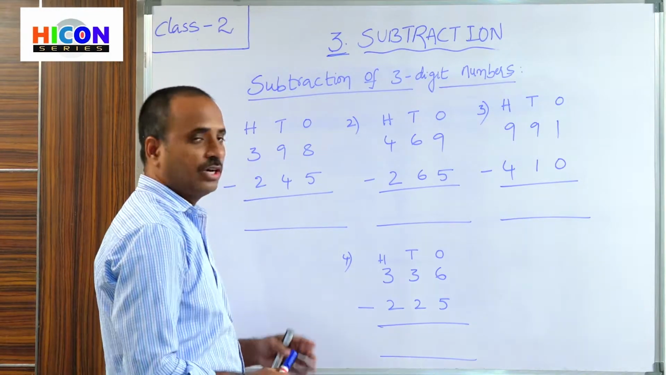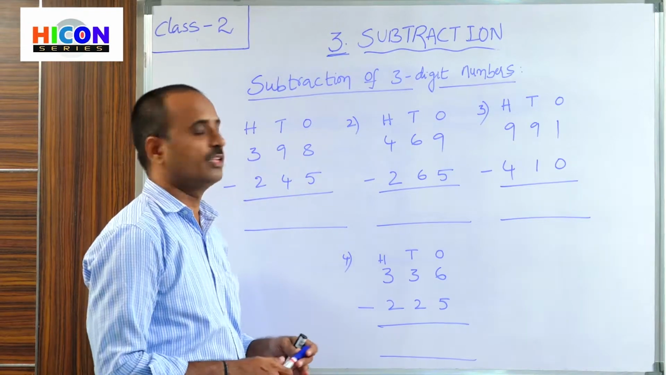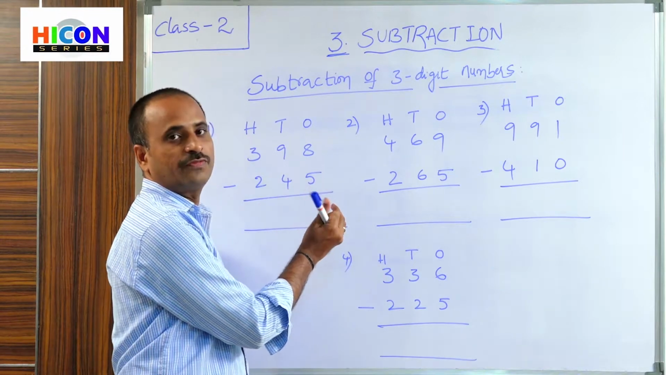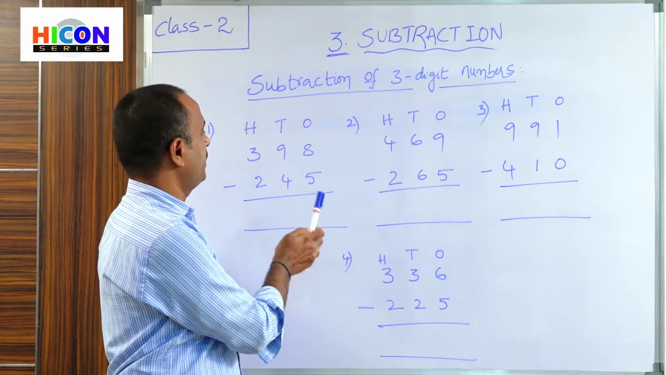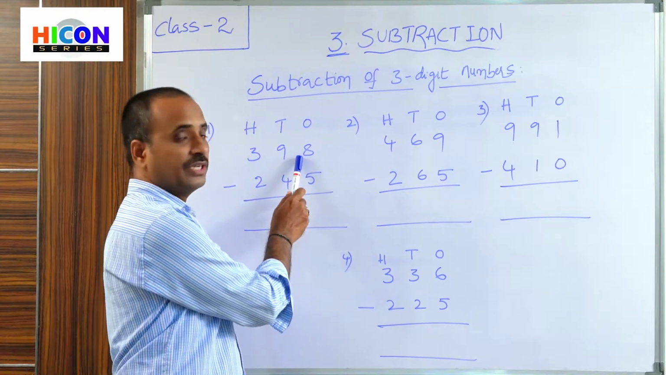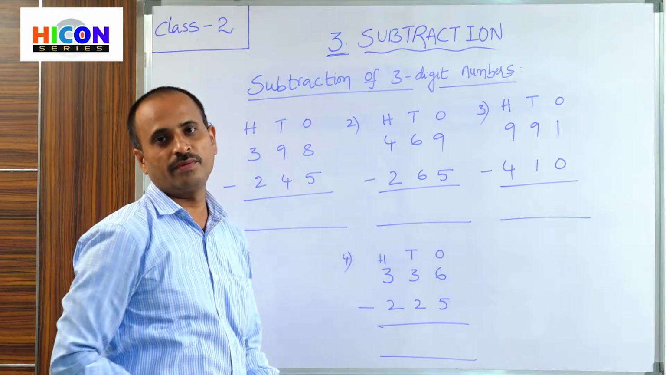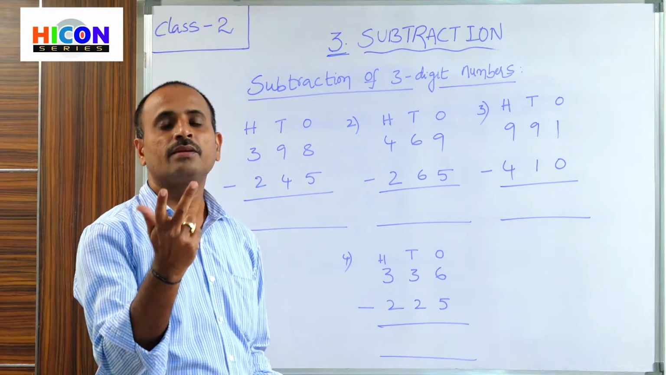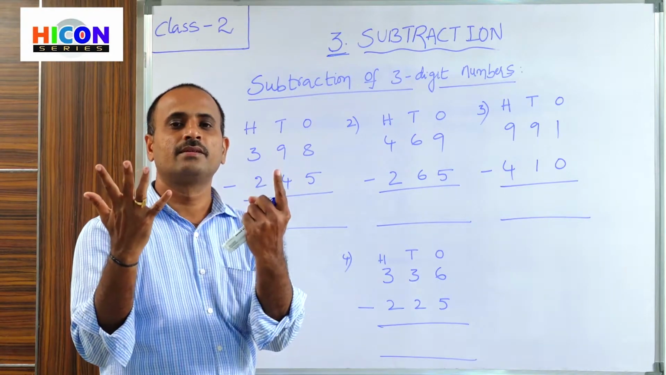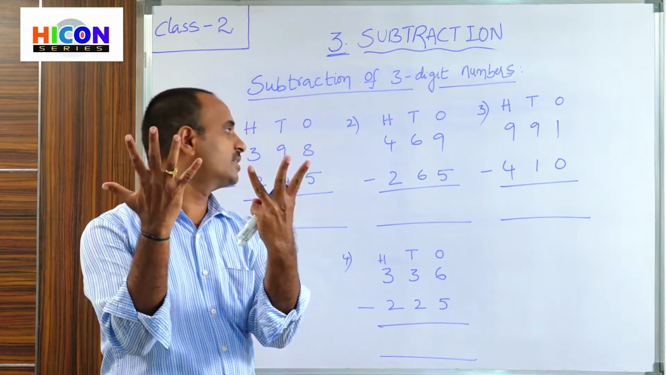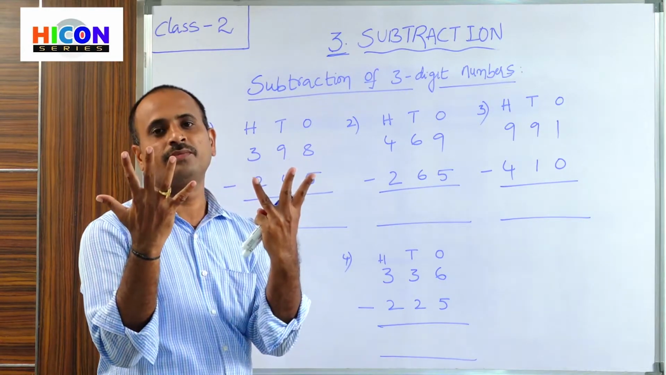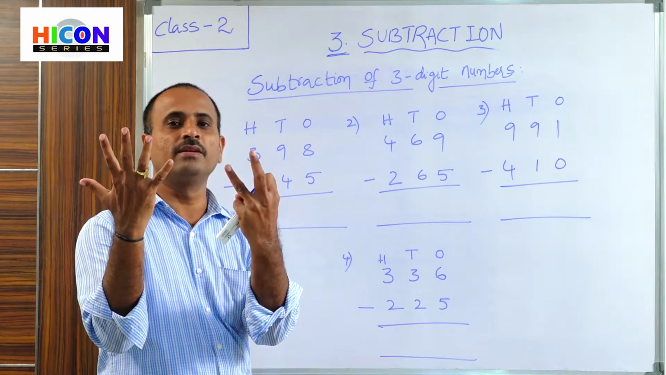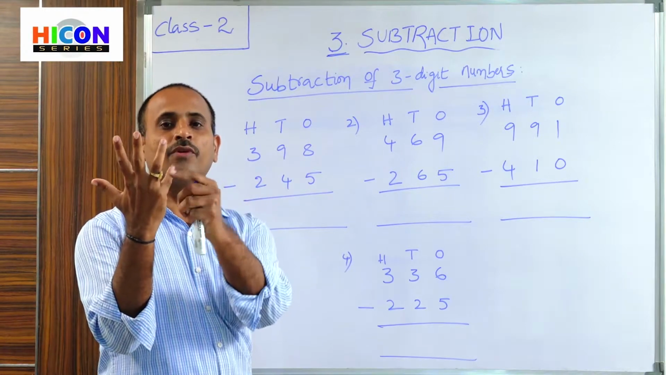Let us start from the ones place. What are the digits present in the ones place? 8 and 5 are present in the ones place. Let us start the subtraction from the ones place. The first digit is 8 and the second digit is 5. So open 8 fingers of your hand. 1, 2, 3, 4, 5, 6, 7, 8. These are the 8 fingers. What is the second digit? 5. So close 5 fingers among the 8 fingers. 1, 2, 3, 4, 5.